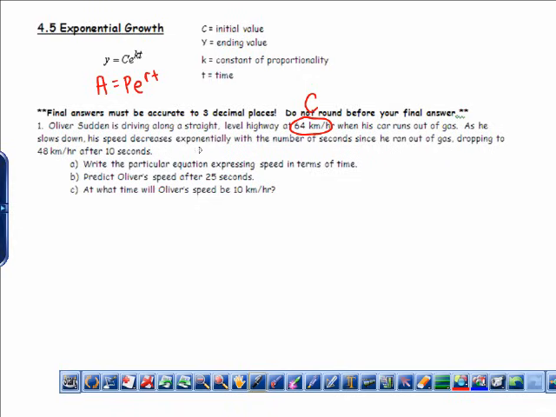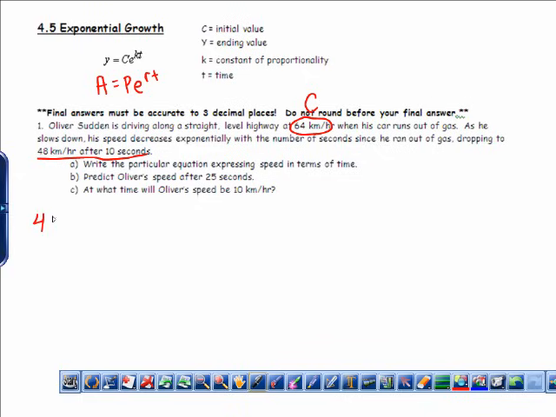So this is an exponential growth, or it can be a decay problem, with the number of seconds since he ran out of gas dropping to, and then they give us 2 other pieces of information, a current or ending value, a y, and then for that specific time. Okay, and so we're going to use this piece of information with the beginning value to solve for k, and we really need to do that before we even get to part A.